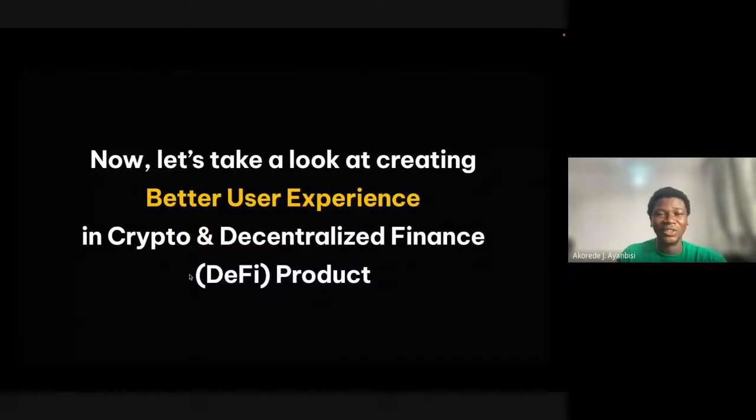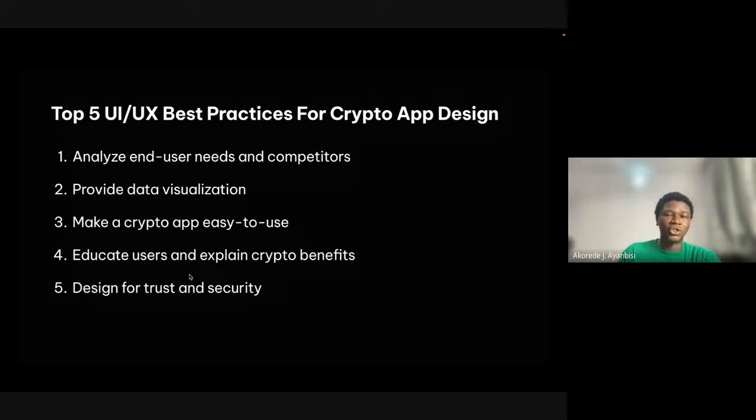Yeah, so now let's take a look at creating a better user experience in crypto and decentralized finance products. To start with, listed here are the top five UI/UX best practices for crypto app design. If you're looking to create a better user experience for a crypto app, a blockchain app, or any app in the Web3 space, these are the top five best practices.